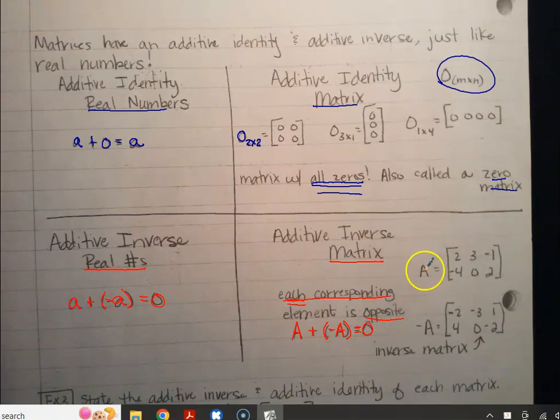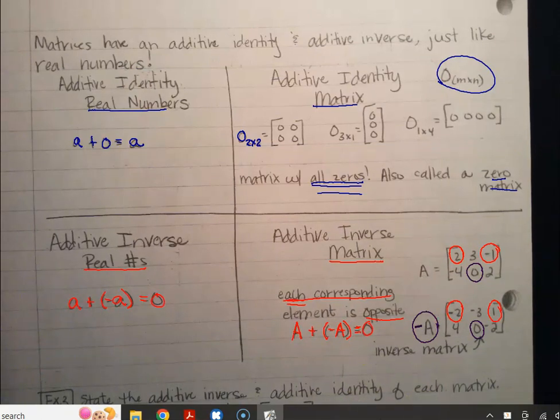So in our example, if this is matrix A, it's a 2 by 3, all we do is take each element and we make it the opposite in the inverse matrix. So the opposite of 2 is negative 2. The opposite of negative 1 is 1. You'll notice the opposite of 0 is still just 0. This one, where we always put a negative in front of it, is called the inverse matrix. That is the inverse matrix, because when you add them together, you're going to get 0.